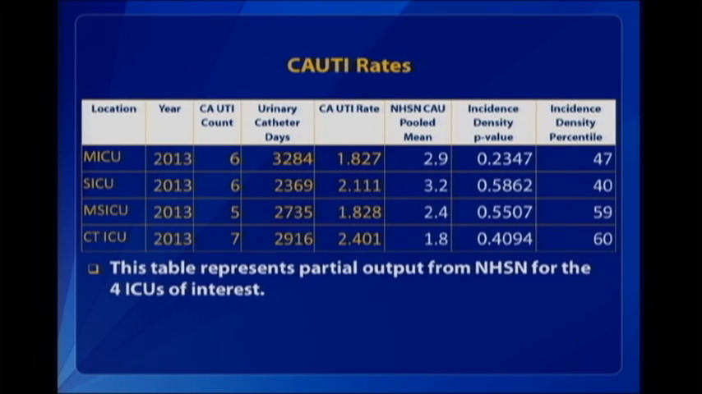So here's an example of our output. This is a table that has part of our output. We'll expand it a little bit later on, but it has the rates for all 4 of our ICU locations that we were specifically interested in for the calendar year of 2013.